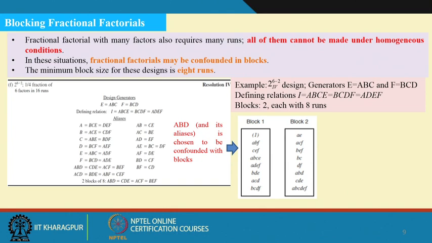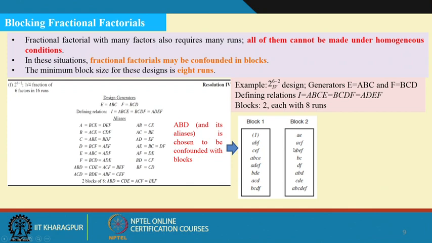Okay. So that's the way you have done blocking in earlier cases. The same thing, you have to find out the appropriate interactions to be confounded here. In this case, ABD or any of its aliases can be blocked. So absolutely no problem here. So this is your concept of blocking here.